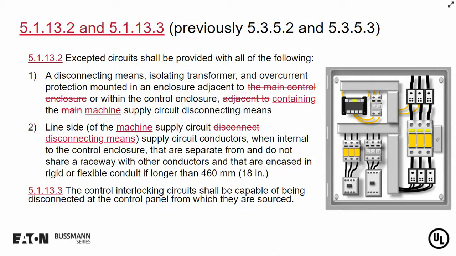But if that's the case, it must be mounted adjacent to the enclosure that contains the machine supply circuit disconnecting means. And then we have a requirement for the line side supply circuit conductors. When they're internal to the control enclosure, we need to make certain that they are separate from and do not share a raceway with other conductors. Obviously, it's very important there to make certain that those conductors are protected because when you have the main disconnecting means open, they are energized. And so that is the purpose of that requirement in 5.1.13.3.